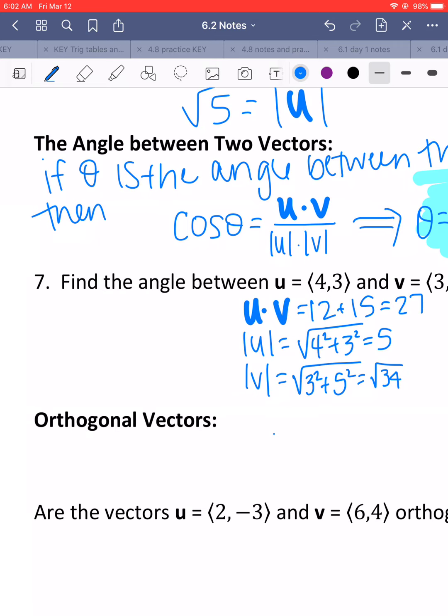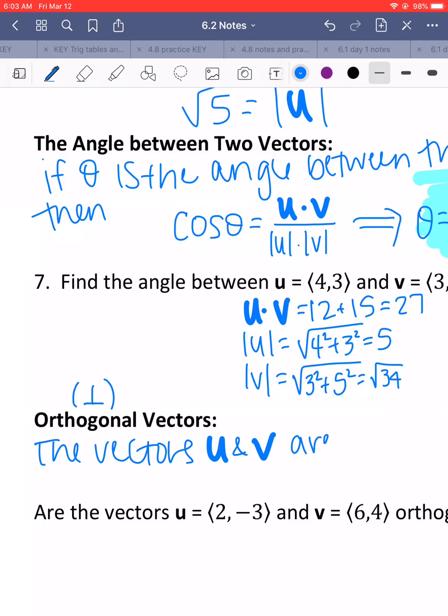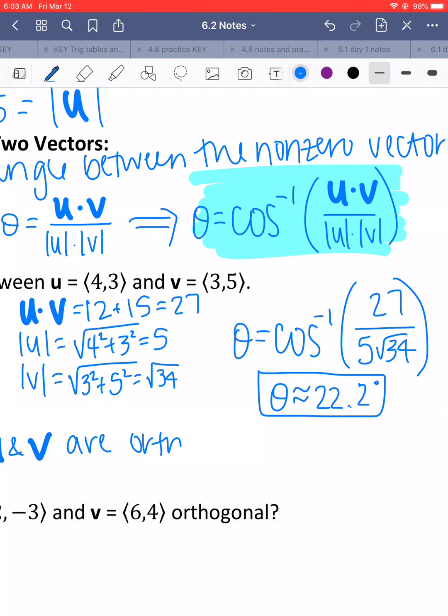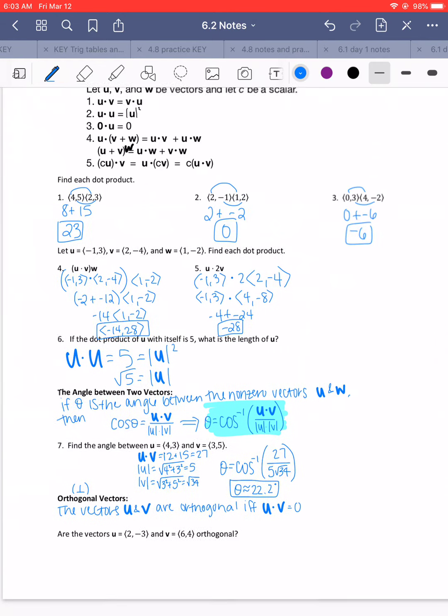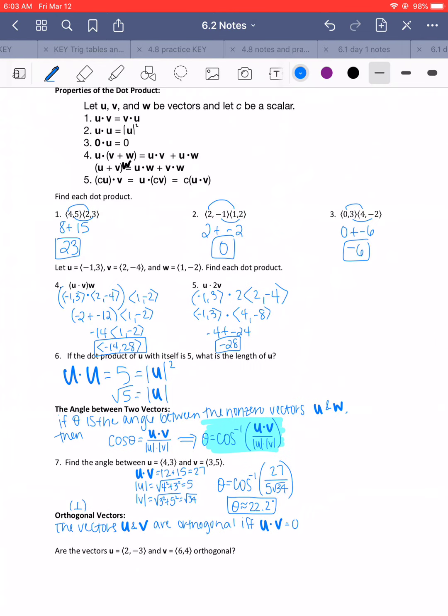Alright, last thing, orthogonal vectors. First off, orthogonal vectors really just means that they're perpendicular, or that they make a right angle. So if I have the vectors u and v, they are orthogonal if and only if u times v, or my dot product, equals 0. So I know that the two vectors are orthogonal, or they have an angle between them that's 90, or they make a right angle, if their dot product is 0.